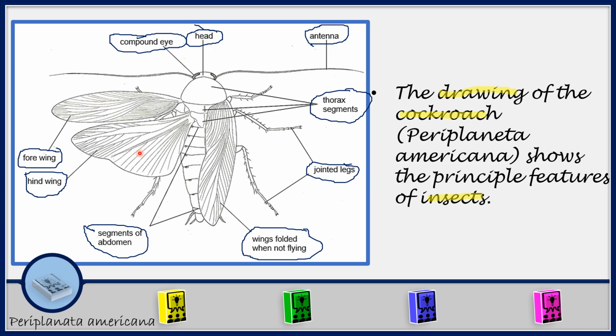So our Periplaneta americana, that is the cockroach, that is how it looks like. But most of the features, they show the principal features of almost all the insects.